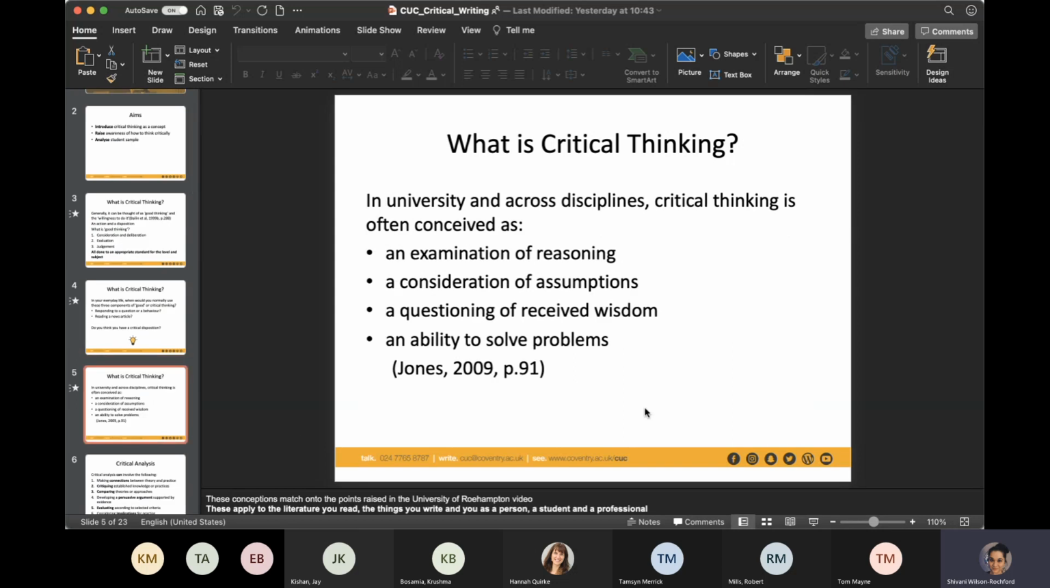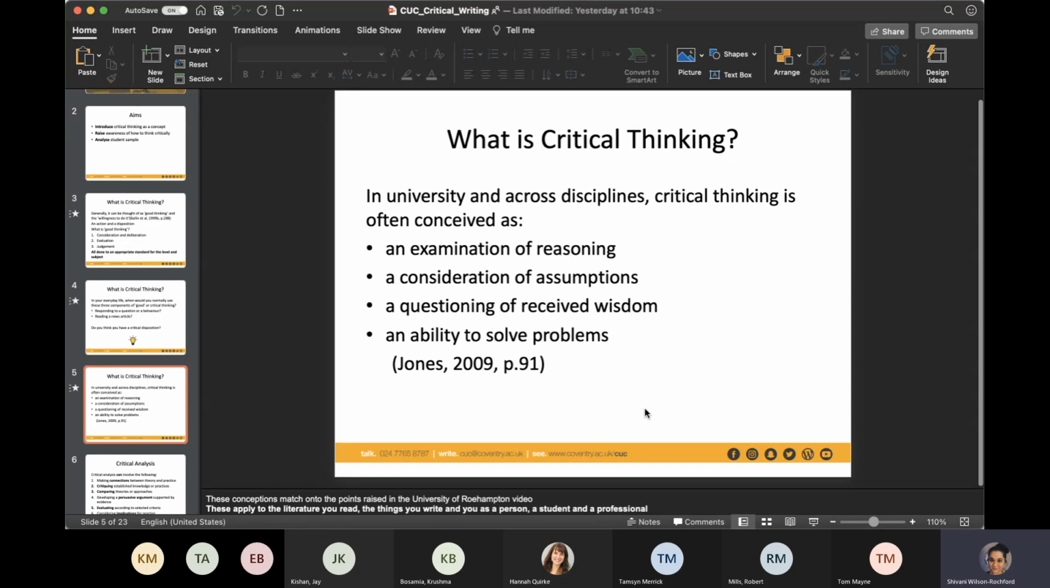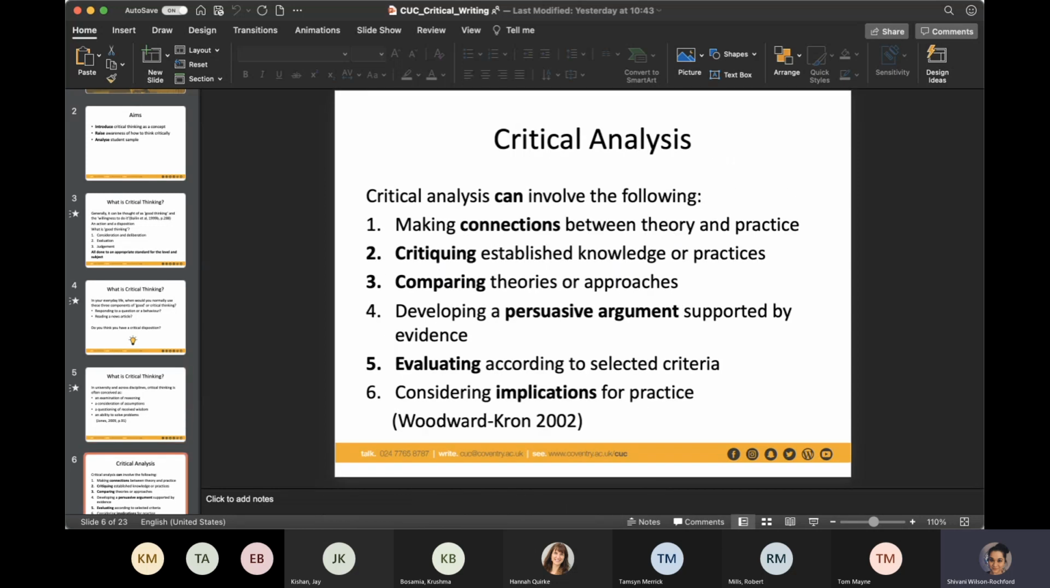So in terms of what we think of as critical thinking, we think of it as examining of reasoning, assumptions, ability to solve problems, and a questioning of received wisdom. So again, this will come out as you're structuring your assignment and the different aspects that you're going to be addressing. So, your learning outcomes will become imperative here. So think about the verbs that are being used in your learning outcomes. Are you critically evaluating, are you appraising, are you analyzing? All these high level verbs that are used will be important when it comes to applying critical thinking in your writing. So this probably looks familiar to you all.